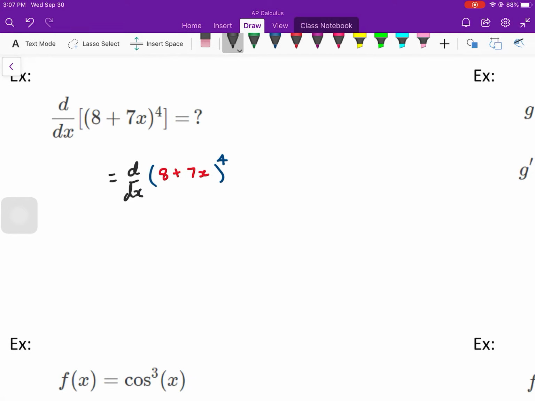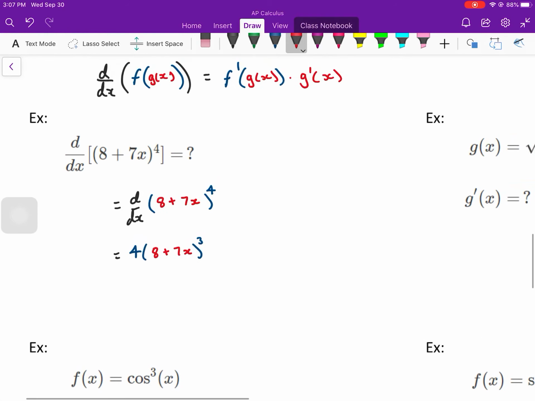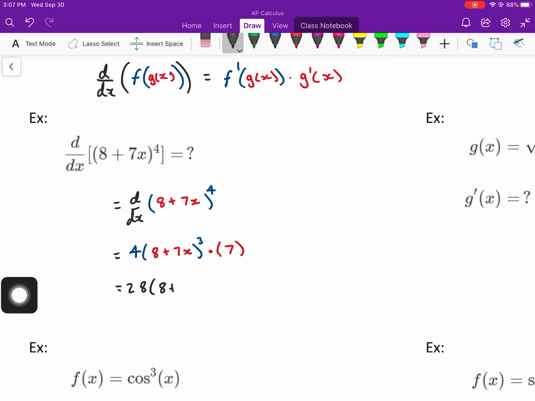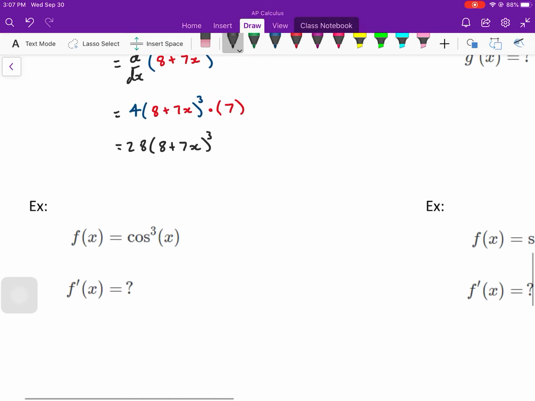So when we take this derivative, we bring down the 4 and take away 1 from the exponent, so it becomes a 3. Keep the inside the same. That's what this rule says right here, f prime of g of x, so it stayed the same. Then we're going to times it by the derivative of the inside, which is 7. And then 7 times 4 is 28. And that's the main idea.